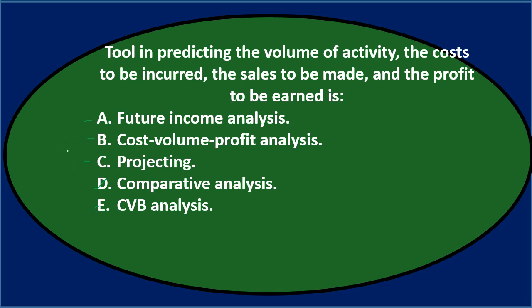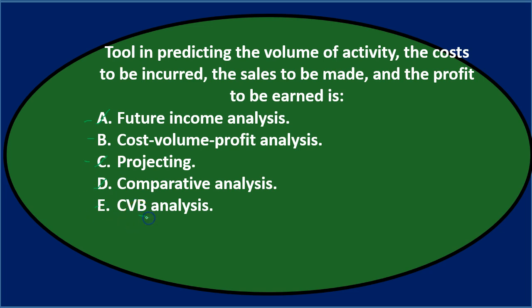So let's go through it again, and we'll use the process of elimination. A tool in predicting the volume of activity, the cost to be incurred, the sales to be made, and the profit to be earned. So the first one is future income analysis. Now between all of these, A says future income, B says cost volume profit, C says projecting. A and C sound pretty much the same, and neither one of them is the normal name that we know of. So for that reason, I can cross out A and C as the same type of thing. B is a name that I really recognize, and E sounds like the initials we really recognize, CVP analysis, and this says CVP analysis.